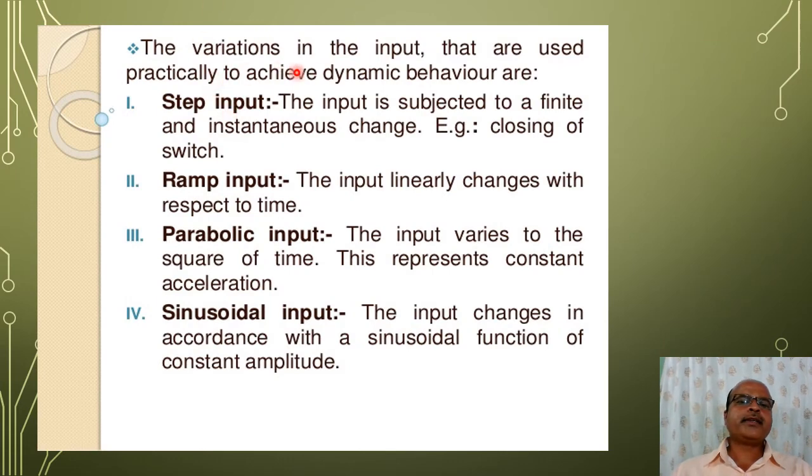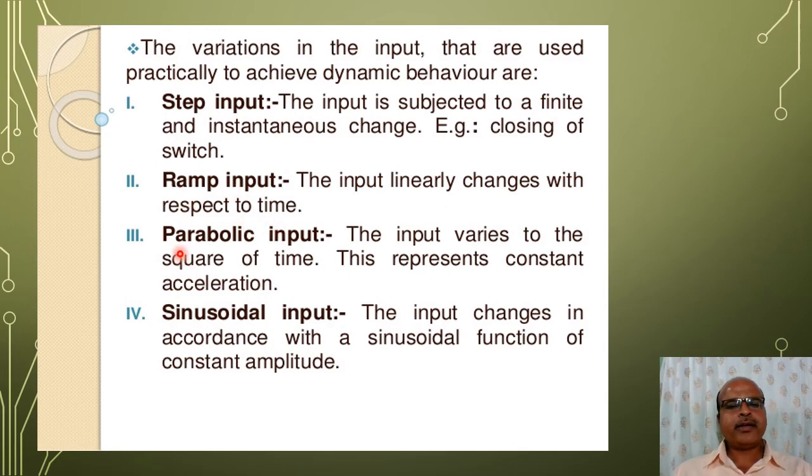So the variations in the input that are used practically to achieve dynamic behavior are step input. What is step input? The input is subjected to finite and instantaneous change is called a step input. Then next is a ramp input. The input linearly changes with respect to time is called a ramp input.